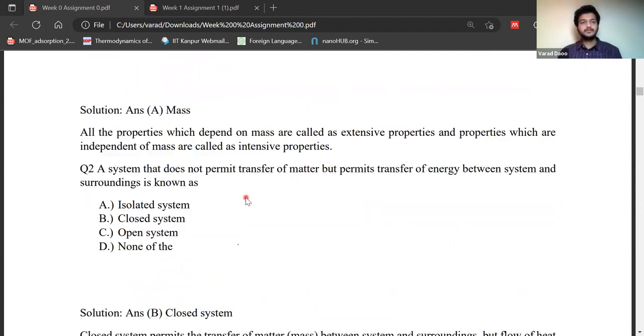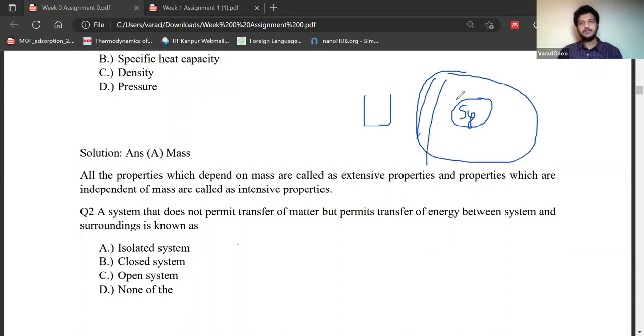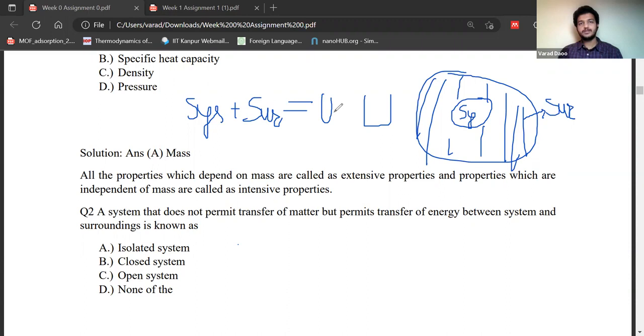So let us understand the question. A system that does not permit matter. First of all, let us understand what a system is. In thermodynamics, we have two things: a system, let's say this is a system, and this is the surrounding. The highlighted part is the surrounding. So system plus surrounding equals universe.